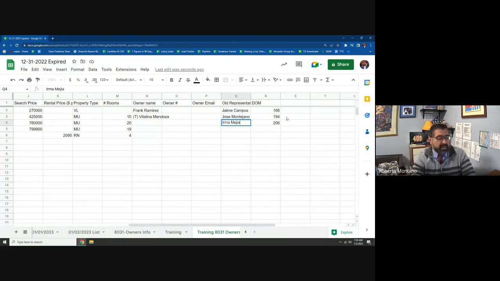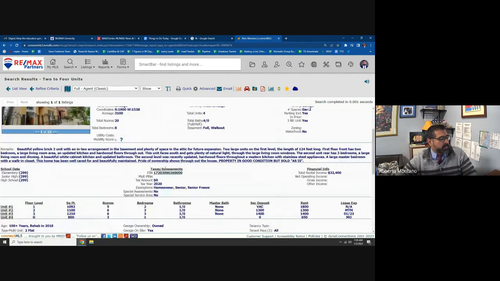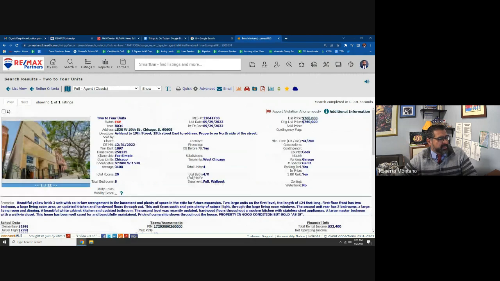Irma Mejia, and sometimes you want to be the second agent or the third agent because it takes an expired listing to help the owner understand where the market is. It's being sold as is. You take it off the market, brought it back on.